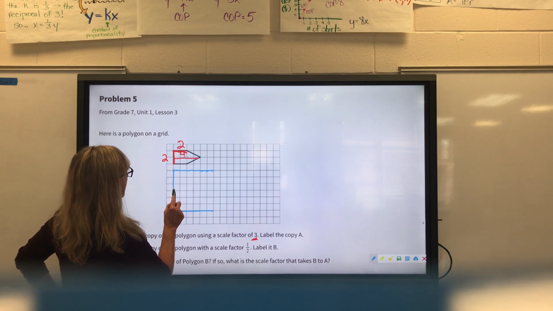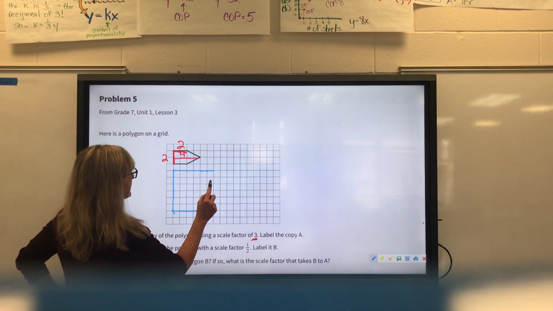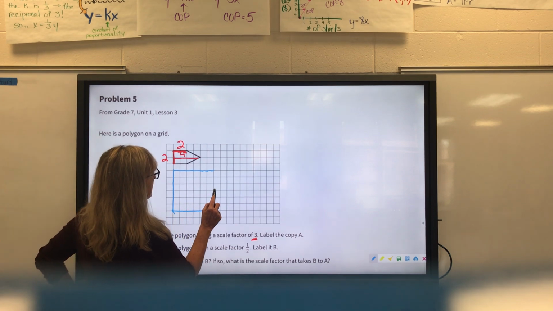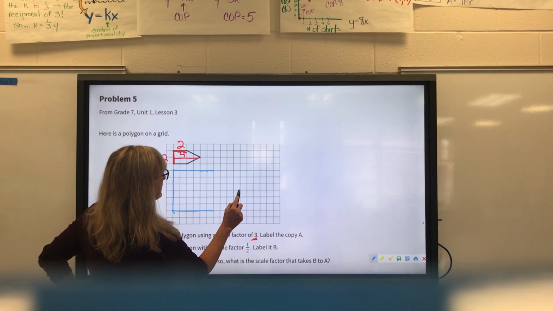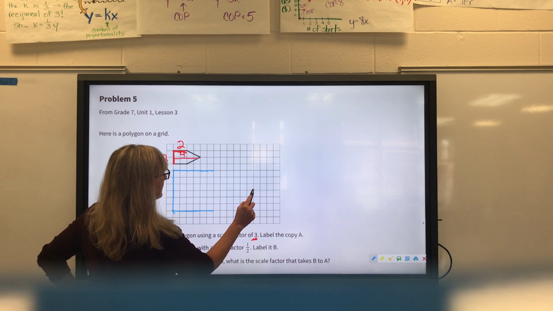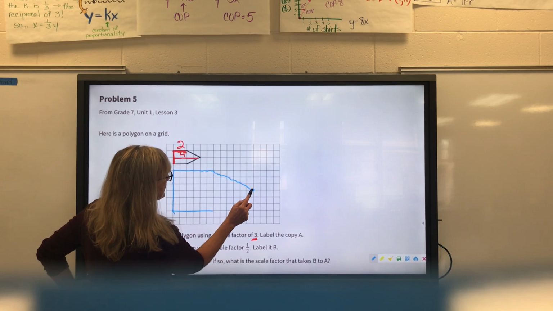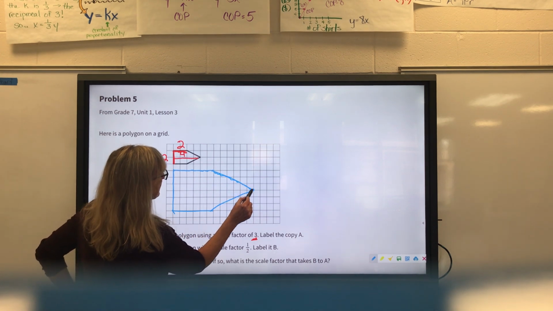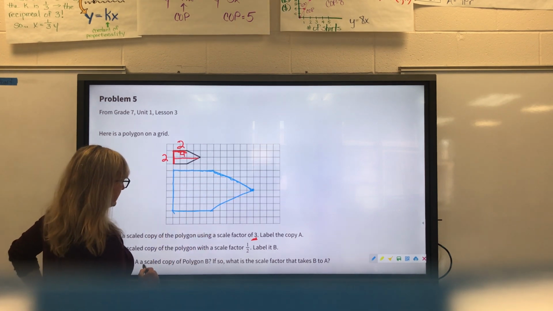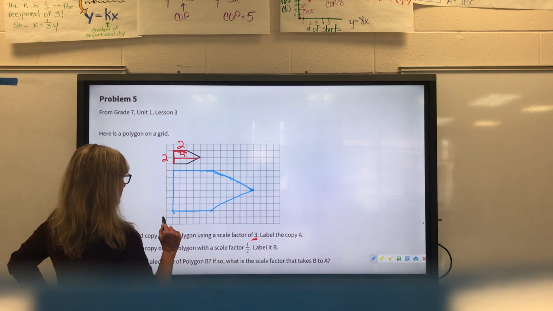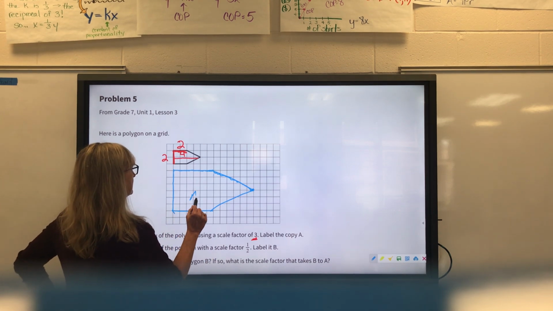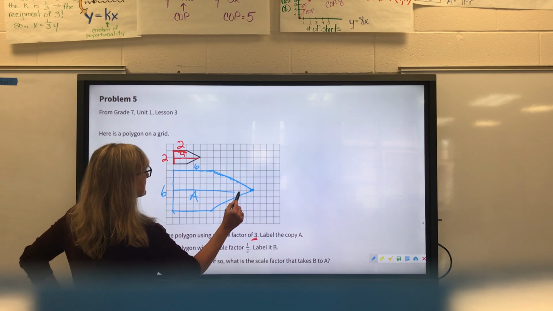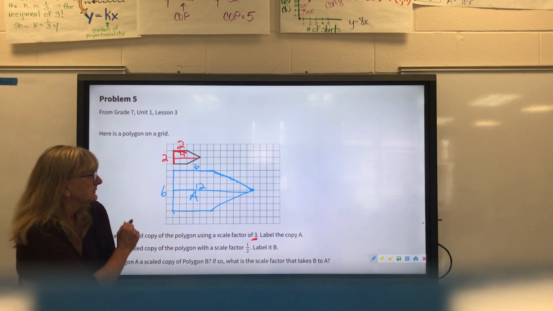Then I'm going to go, how far is my distance? 12. So 1, 2, 3, 4, 5, 6, 7, 8, 9, 10, 11, 12. And then I'm just going to connect the dots. Not a very good line, but y'all get the idea. And they told us to label this A. This is 6, 6, and this distance right here was 12.